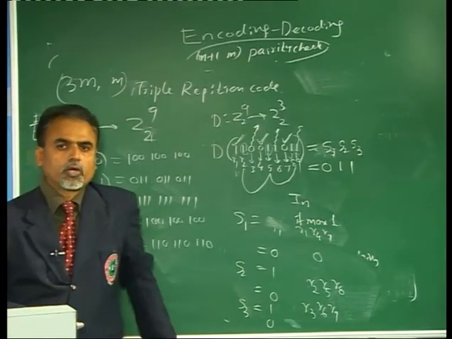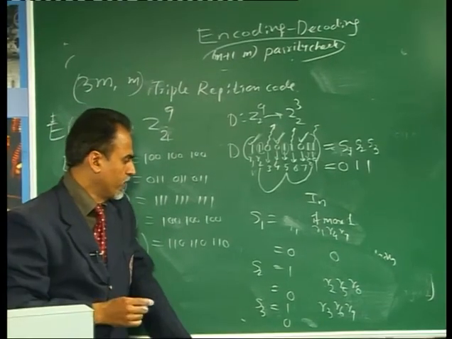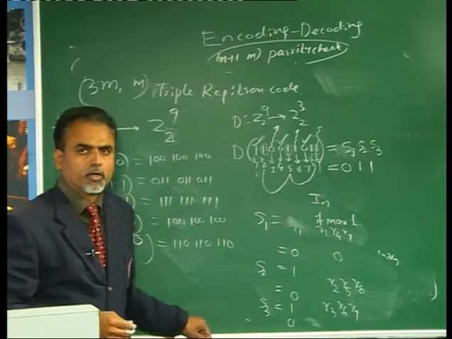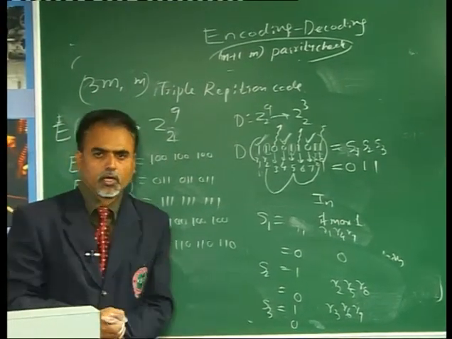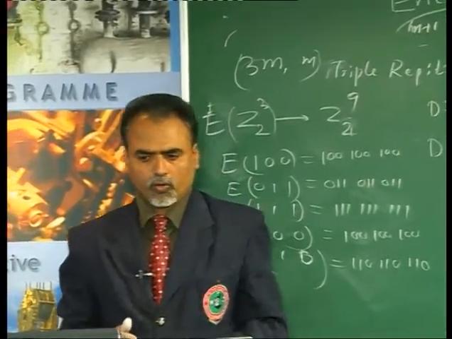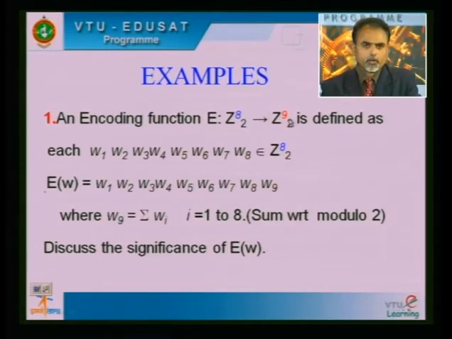So this is our decoding function with respect to the 3-fold repetition code. Sometimes there are different possibilities of decoding function, which we shall also see. Let us revise what we did so far. What is meant by decoding function? First of all, suppose an encoding function is from Z^m to Z^(m+1).